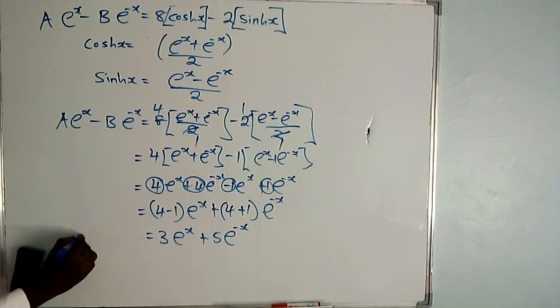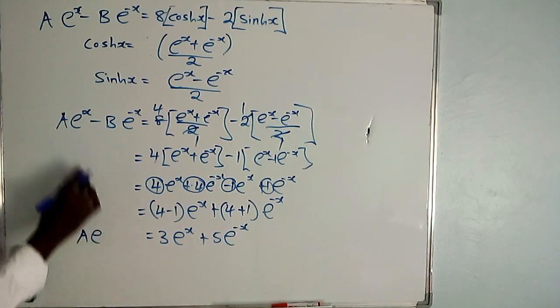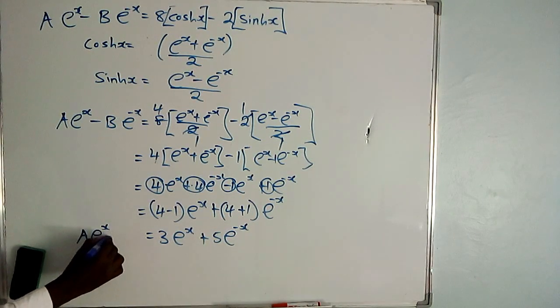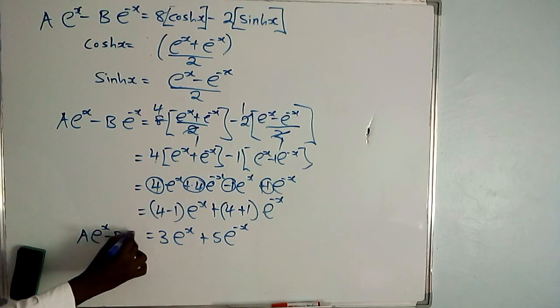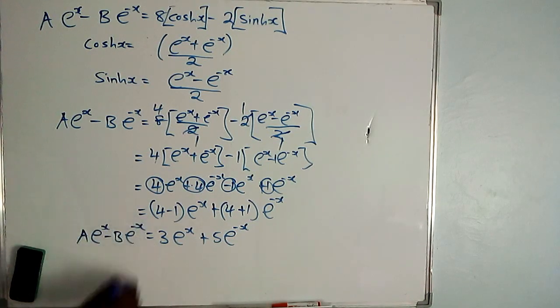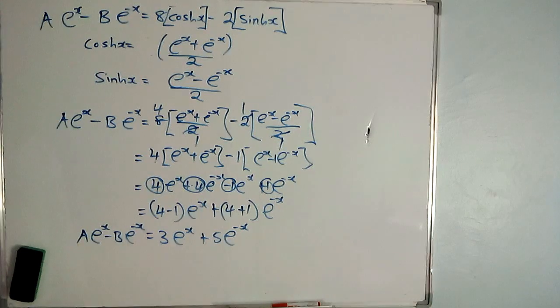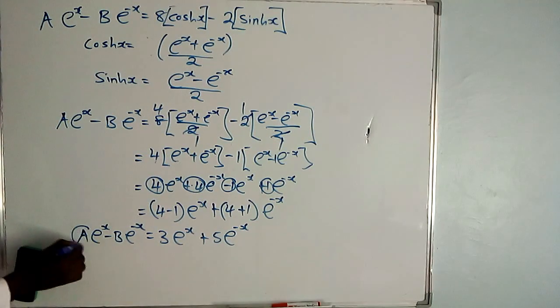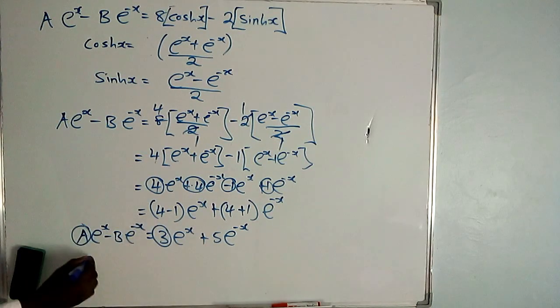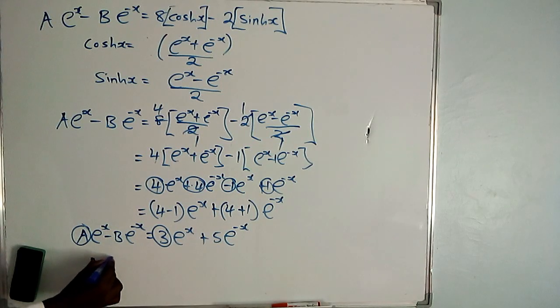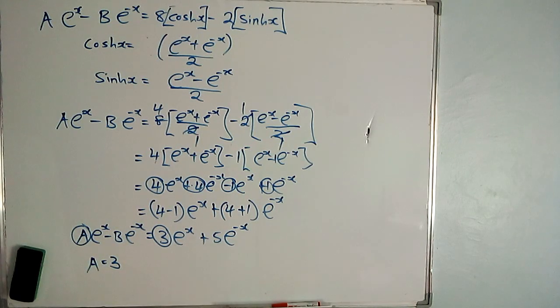Having simplified that, on your left hand side of the equation, you have a exponential x minus b exponential negative x, isn't it? Meaning the coefficient of exponential x, which is a, is the same as 3, isn't it? Because the coefficient of exponential x must be the same, meaning a must be the same as 3. So when you put 3 where a is, you get them to be the same, 3 exponential x, isn't it? Are we together?